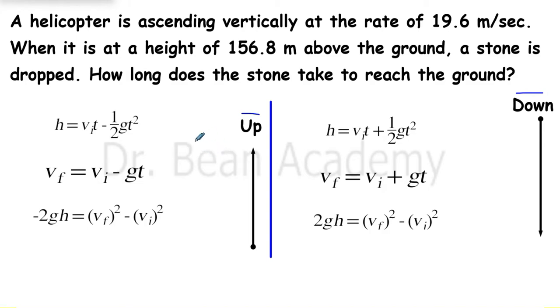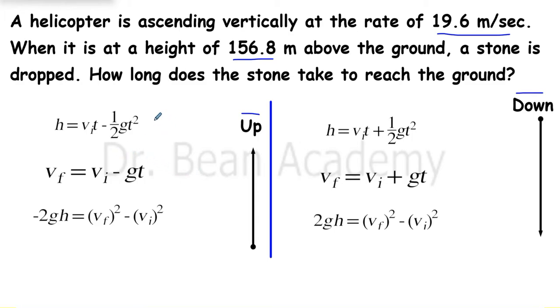So in this question, it is saying that a helicopter is going upward with a velocity 19.6 meter per second, and it reaches a certain height, and then they drop a stone, and we need to calculate the time it will take to reach the ground.